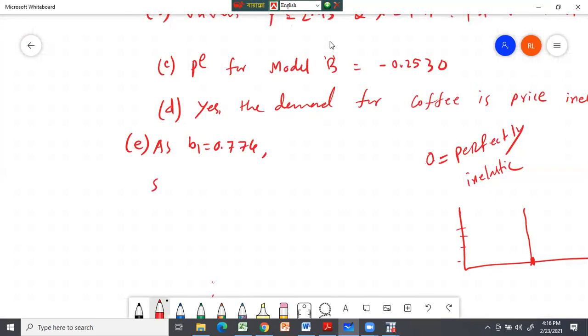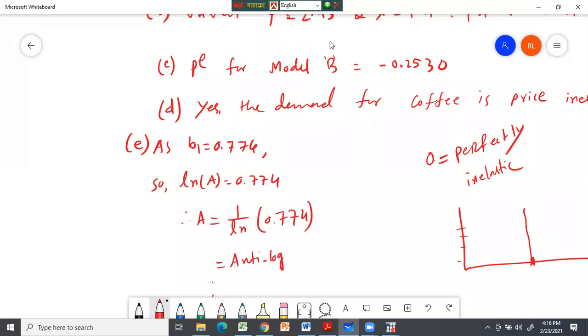So b1 equals ln of a, which is equal to 0.774, or a equals the antilog of 0.774. What do we call this? Antilog. If we take the inverse of the log, what is it called? Antilog. Have you forgotten this? So how can you calculate the value of the antilog?